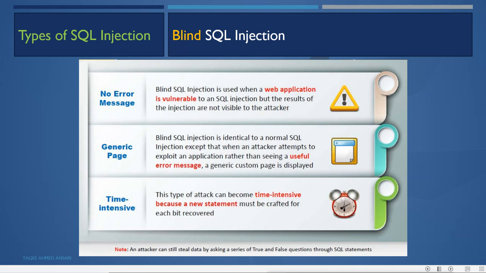Now, generic page: blind SQL injection is identical to a normal SQL injection, except that when an attacker attempts to exploit an application, rather than seeing a useful error message, a generic custom page is displayed. Remember, if the application developer has developed custom error pages, it will not show the result of queries. It will always show the custom pages. Seeing the custom pages is like a blind SQL injection. We are running the queries, but we are not seeing the result.